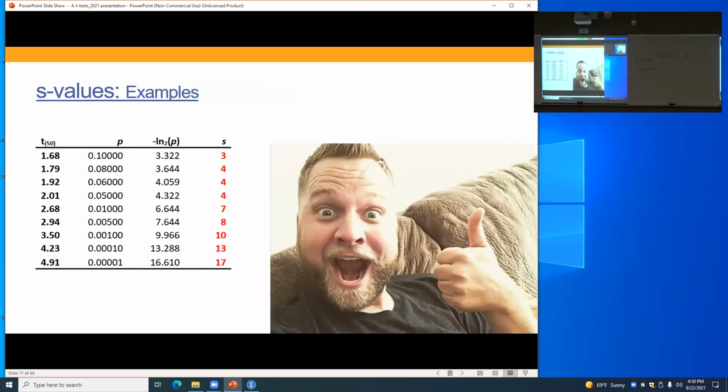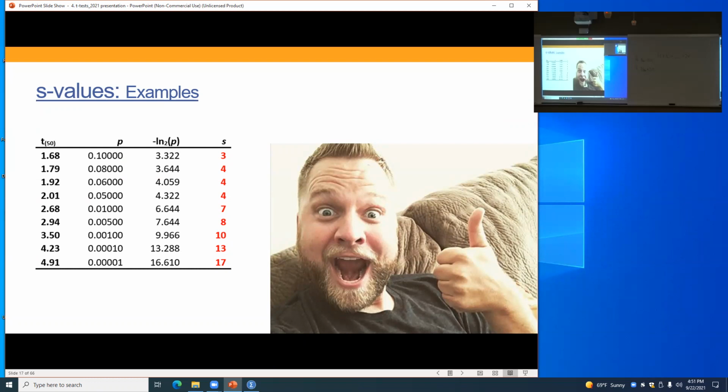If we're saying a t-test with 50 degrees of freedom, here's our different t statistics, here's our p-values, here's the negative base 2 log of p that we calculated, and then we just round that to the nearest whole value, and this is my S value, right? So if we go through and look at a t-test with 50 degrees of freedom, right?